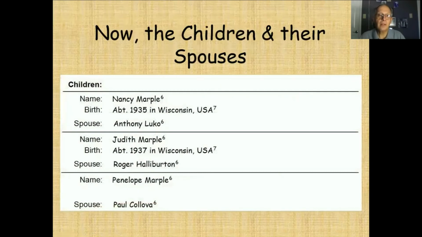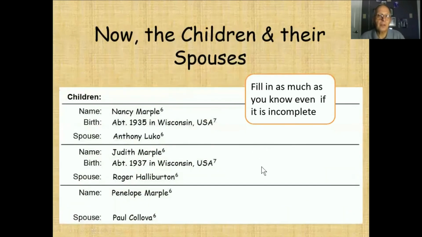Then you enter the children. They're all girls, so it's all the Miss Marples here. Fill in as much as you know, even if it's incomplete. Here all I've got is birth date, and they could still be alive for all I know. And the last name, I probably got a lot of the information from an obituary or the 1940 census, obviously. And the husband's names were definitely from an obituary.